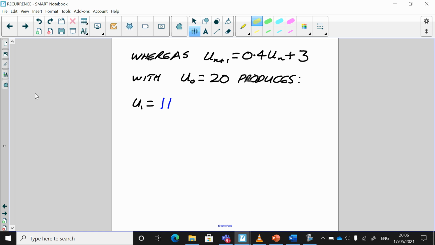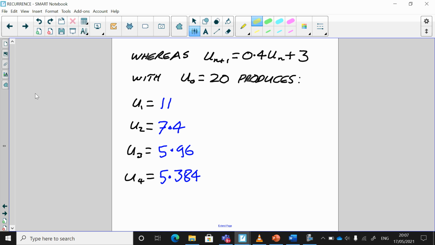Now, for the next one, you put in 11. 0.4 times 11, you can do that. 4.4 plus 3 is 7.4. That's how I get that. Next one, put 7.4 in the formula: 0.4 times 7.4 plus 3. So we're going to start getting more decimal points here. I'll show you later how you can do this in your calculator, with one of my wee videos. It might be a failure, it might not be. Put that number, 5.96, into the formula and get an answer.